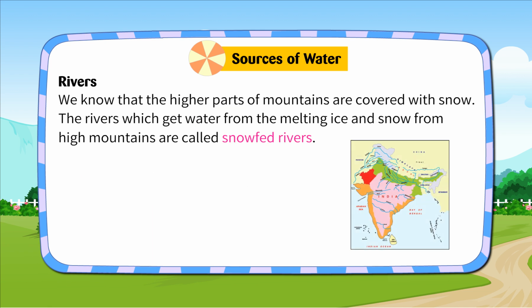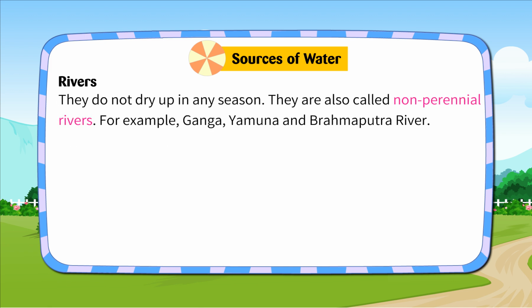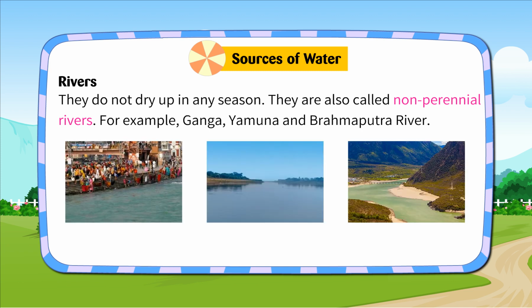We know that the higher parts of mountains are covered with snow. The rivers which get water from the melting ice and snow from high mountains are called snow-fed rivers. They do not dry up in any season. They are also called non-perennial rivers. For example, Ganga, Yamuna, and Brahmaputra River.